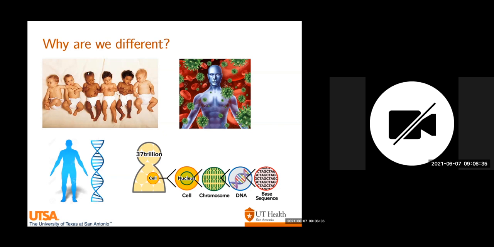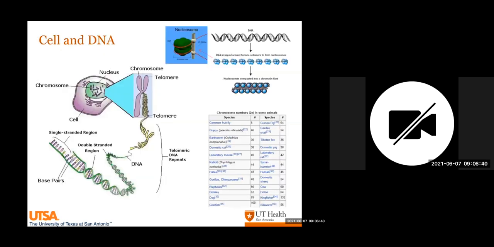DNAs are long chains of nucleotides. There are four types of nucleotides: A, C, T, G, right? DNA, as you can see here, resides in the nucleus of the cell. This is the structure of the mammalian cell, where you have a nucleus, and inside the nucleus you have DNA. This is how DNA is packed.